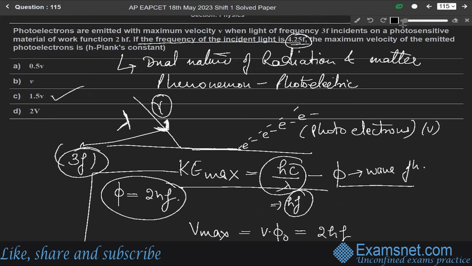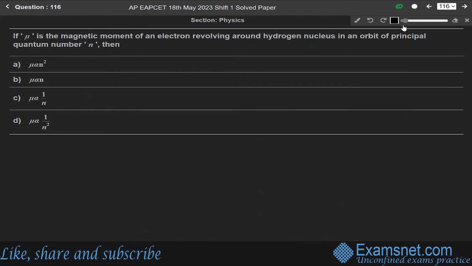Okay. Now next question 116. If mu is the magnetic moment of an electron revolving around a hydrogen nucleus in an orbit of principal quantum number n, then, okay. So this question is from the chapter of atoms and nuclei. Since the question is asking about the principal quantum number n, the question is asking about the relation part.